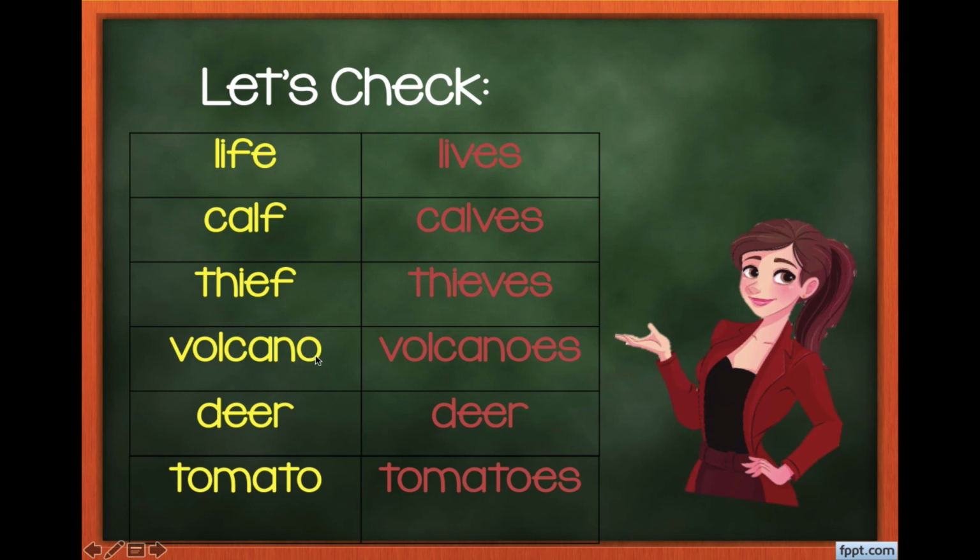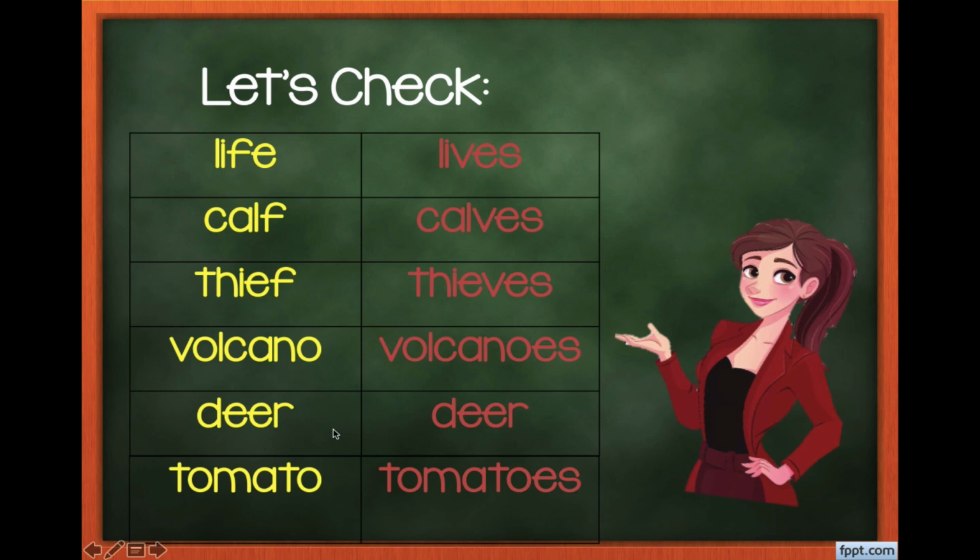Now you'll notice volcano and tomato end in the letter O. Therefore, all I do is add the letters ES at the end to make them plural. Volcano becomes volcanoes, while tomato becomes tomatoes.